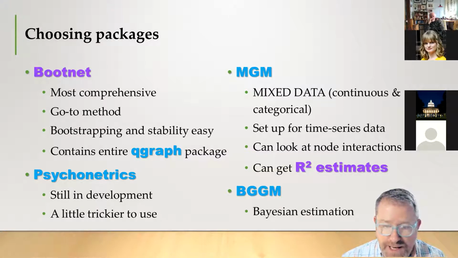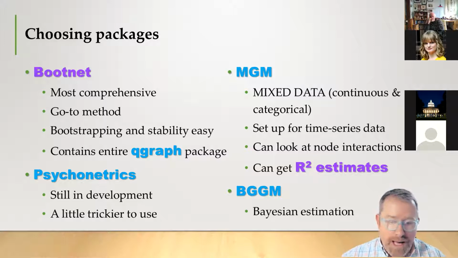MGM is another package. It can use mixed data, so if you have continuous and categorical variables, it would probably be the most appropriate. It's also set up to look at time series data, which is handy. So if we have daily diary or weekly or monthly diary data, MGM might be the preferred package.